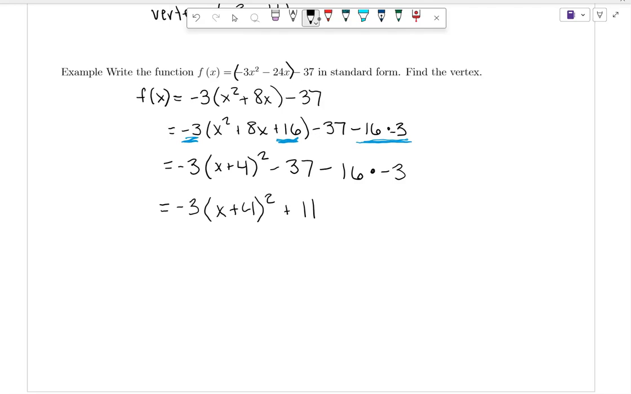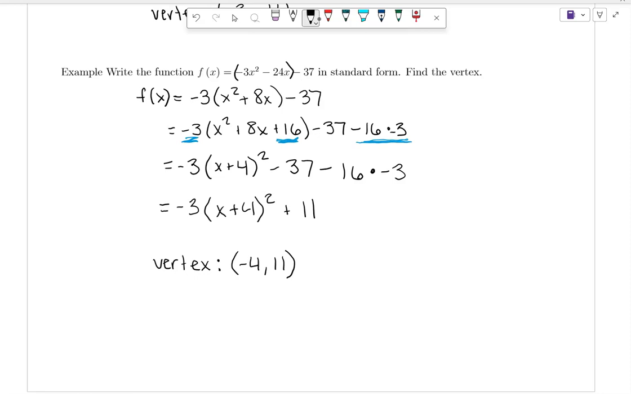Okay. Perfect. Now, what did you guys get for the vertex? Negative 4, 11. Yes. So our vertex is negative 4, 11, because that 4 on the inside is positive, really, it's negative because we subtracted a negative. So we get negative 4, 11 for our vertex. All right, so that was the last one on that.